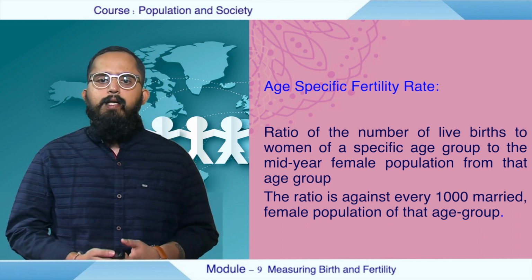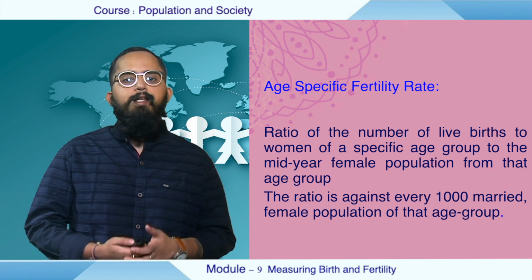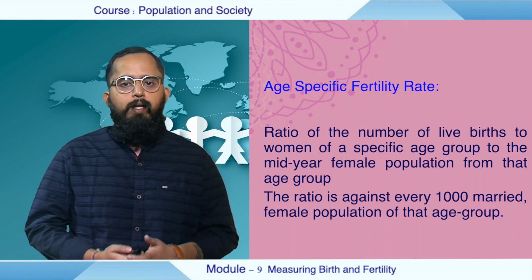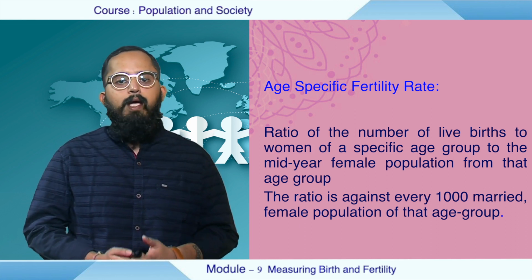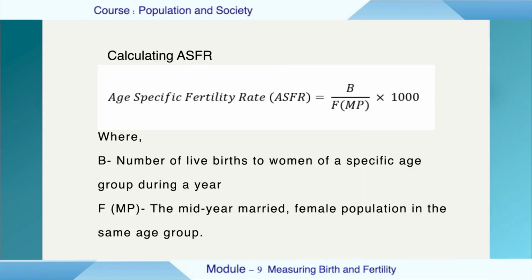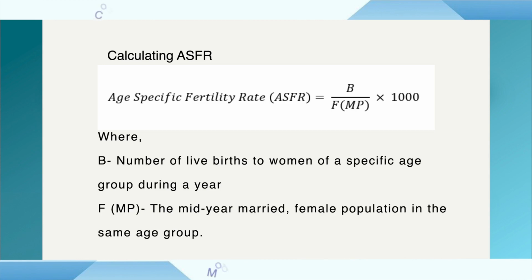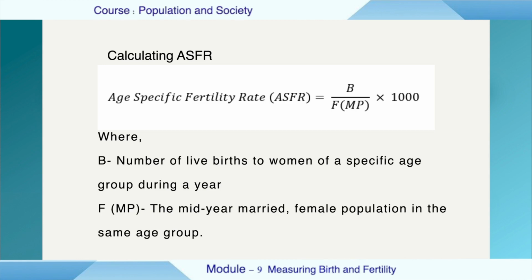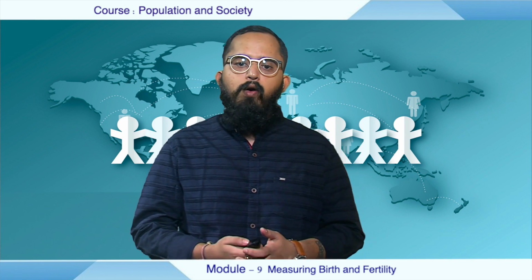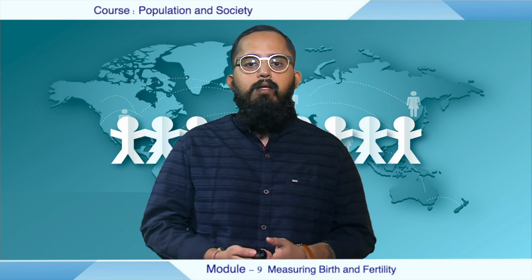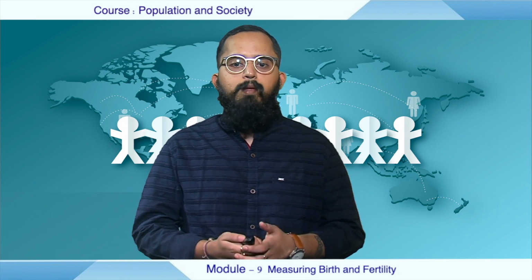The interesting part of this rate is that the female population occupying the denominator applies only to married women. That is, the ratio is against every 1,000 married female population of that particular age group. As you can see on your screen, the age-specific fertility rate, or the ASFR, can be expressed as B upon FMP, where B is the number of live births to women of a specific age group during a year, and FMP is the mid-year married female population in that particular age group. Now the reason we have multiplied it with 1,000 is because it is calculated for every 1,000 mid-year married female population of a particular age group.